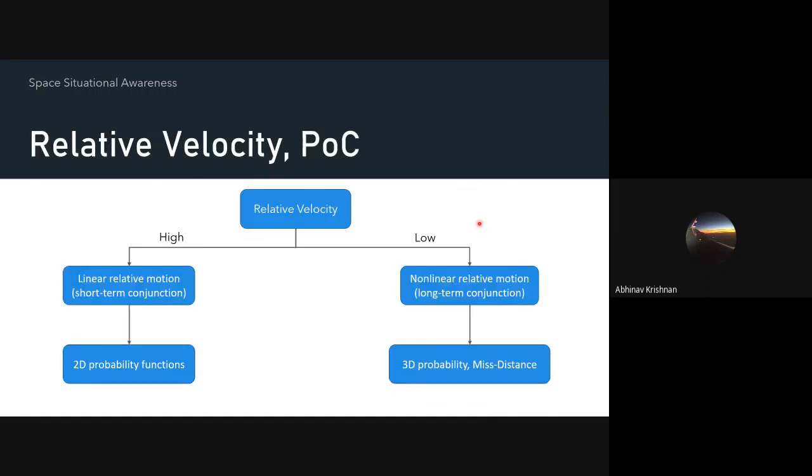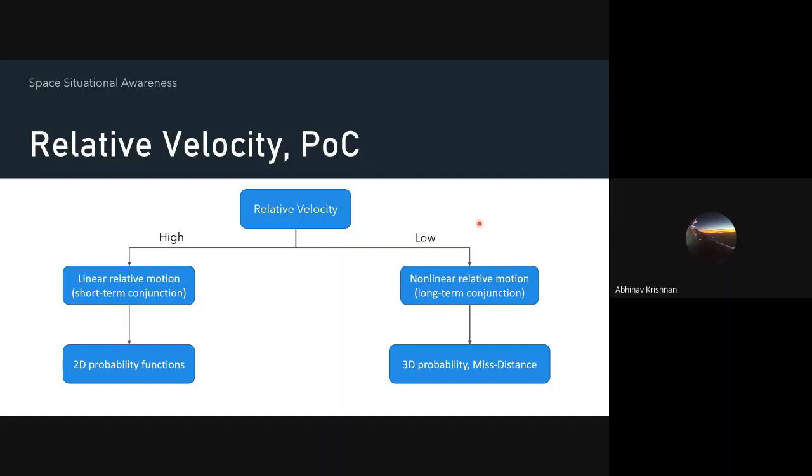Now, just to make it much simpler, the high relative velocity that I mentioned a few seconds back is considered part of the short-term conjunction because you are there for a few seconds and then you're off. And therefore it can be considered as a linear motion. It is not under any gravitational perturbation or anything at that particular epoch. So you can consider the probability to be a simplified Gaussian and statistical type.